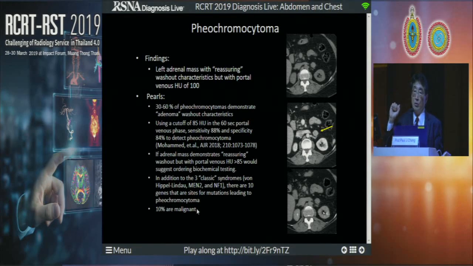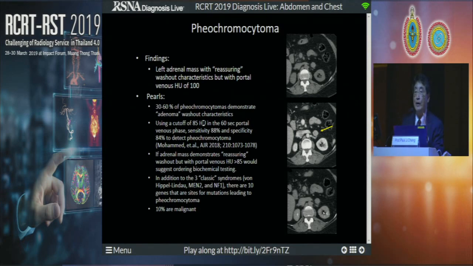It turns out, you don't have to throw out what you learned. If there's brisk washout, yeah, there's a good chance this is a lipid poor adrenal adenoma. But the key point you have to add to what you were taught is look at the measurement on the portal venous. If it's high, and now there's some controversy depending on the Asian literature, the U.S. literature, and the European literature, okay? What do you use in Europe? 85? What's your threshold? 85? Okay. I use 85 because I want to improve sensitivity. In the U.S., we use 90 to 100. 85 is reasonable because it improves your sensitivity.